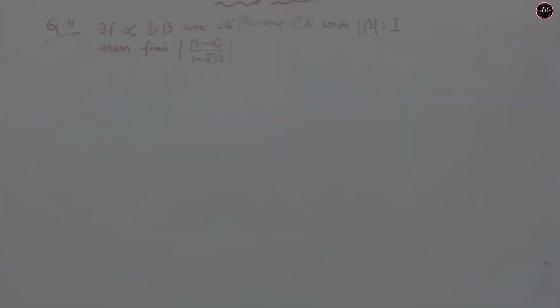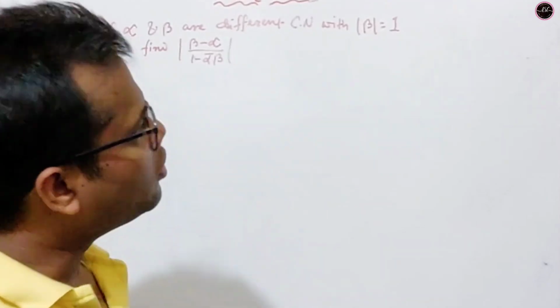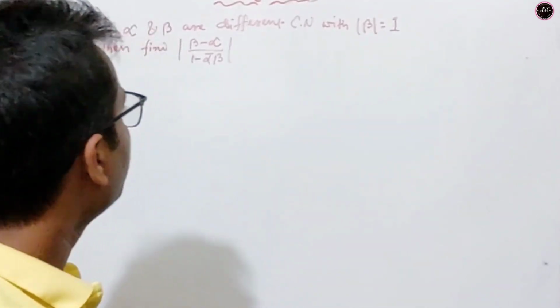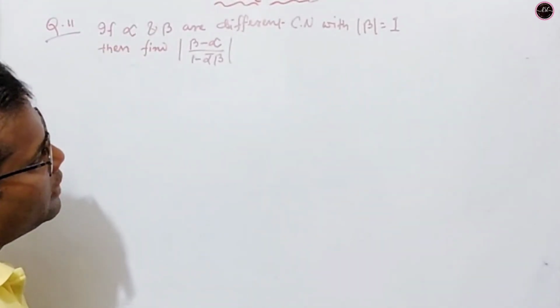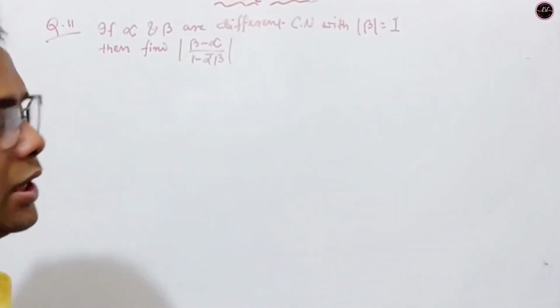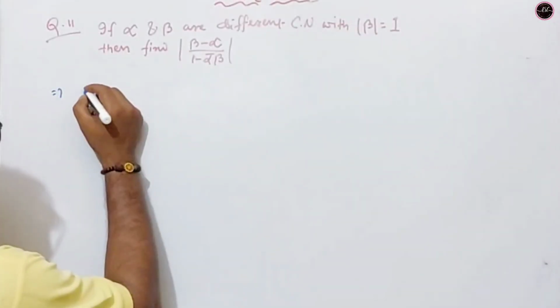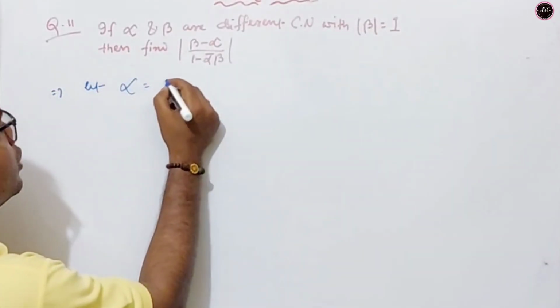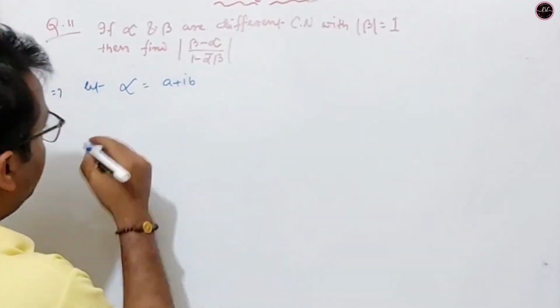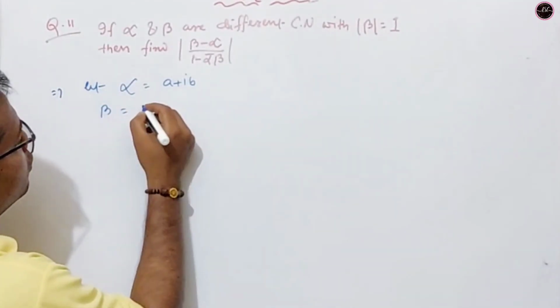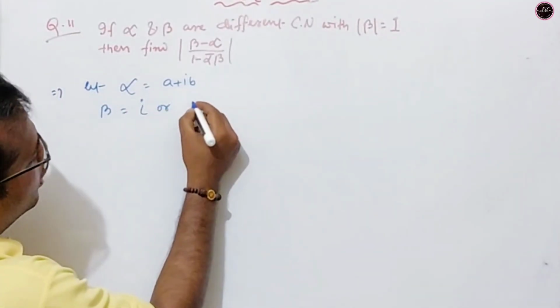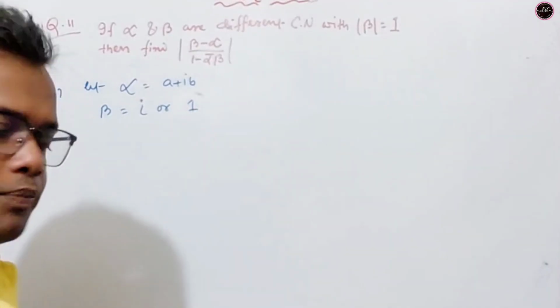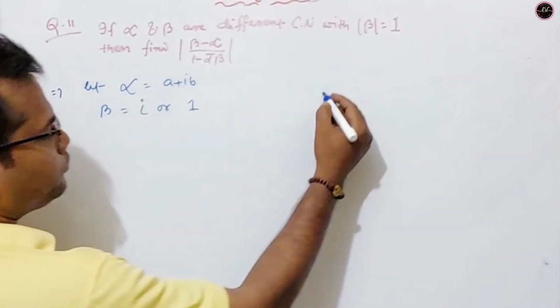Okay. Now look at this question. If alpha and beta are different complex numbers with mod beta equal to 1, find the mod of (beta minus alpha) divided by (1 minus alpha bar beta). Let alpha equal a plus ib, and beta equal i or 1 only.